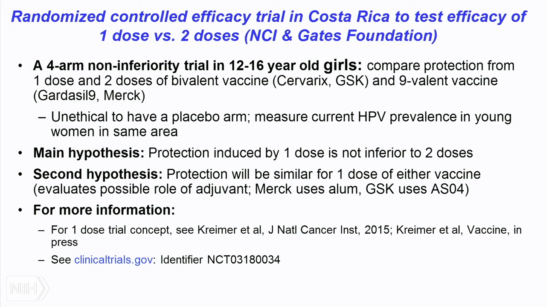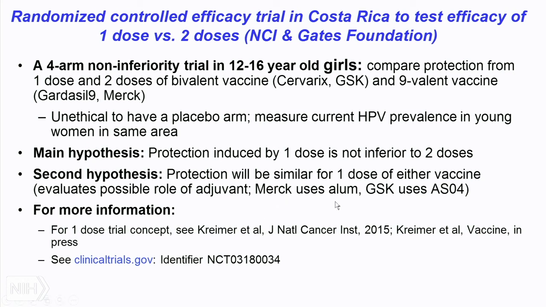As I mentioned, it's unethical to have a placebo arm, so we're measuring current HPV prevalence in young women in the same area who are just too old to be eligible to get the vaccine, and that should give us a reasonable notion of what the efficacy is for the vaccine. The main hypothesis is protection induced by one dose will not be inferior to the protection from two doses. And the second hypothesis is protection will be similar for one dose of either vaccine. It evaluates the possible role of the adjuvant.